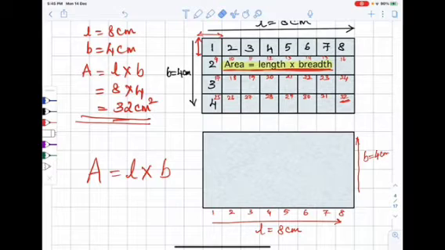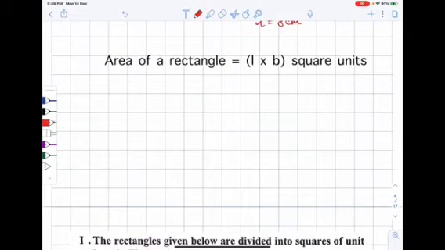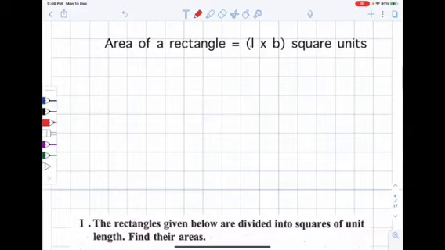Now with all the calculations and the verification, we have finally come to a conclusion that the area of a rectangle can be found out by multiplying length and breadth. The area of a rectangle is length into breadth, this is L into B, square units.